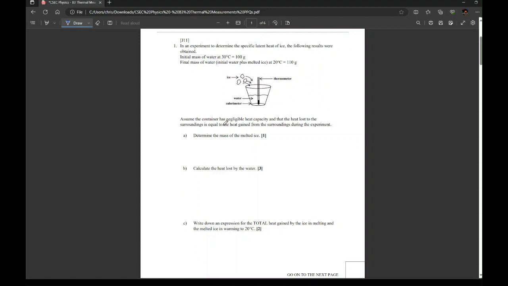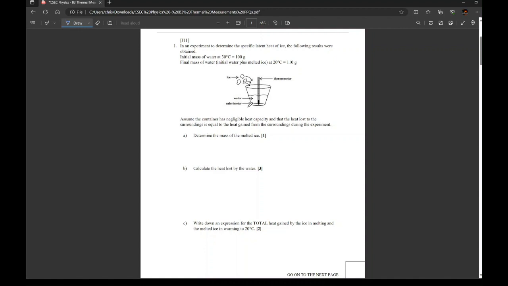So these assumptions basically mean that we just have to assume that the water and the ice are the only two bodies transferring energy in this scenario, right? Because they said negligible heat capacity for the container, and heat loss to surroundings is equal to heat gain from surroundings, so there's no net heat change. Okay.